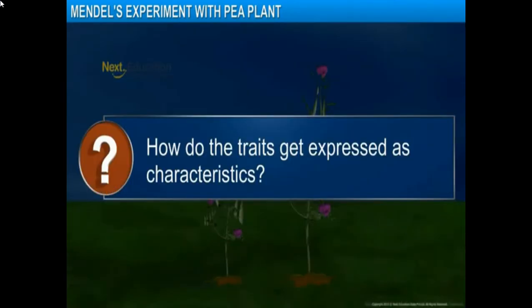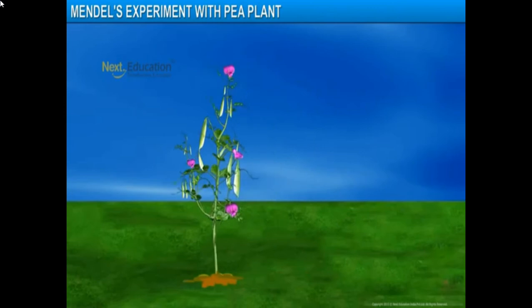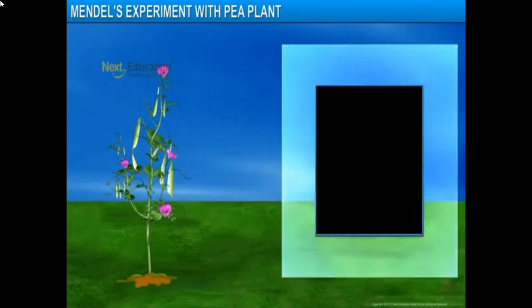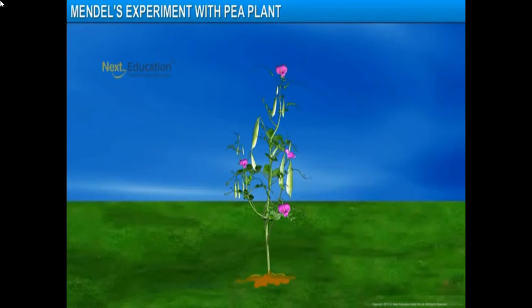How do the traits get expressed as characteristics? Cellular DNA is the information source for making proteins in the cell. The proteins control the characteristics in the plant. Well, to make it clear, consider a plant with tallness as a characteristic.